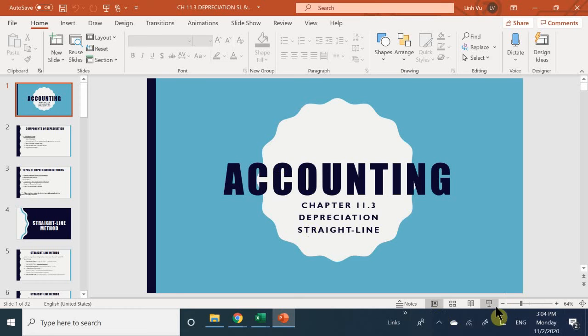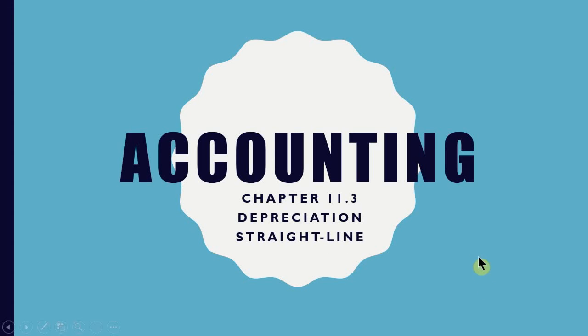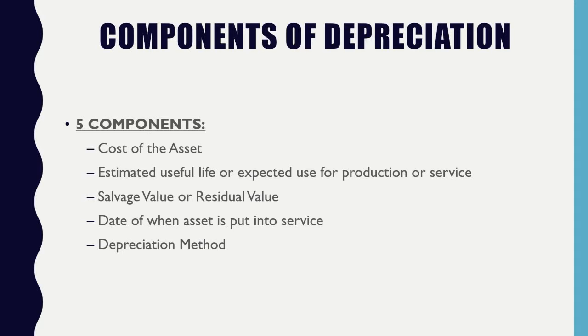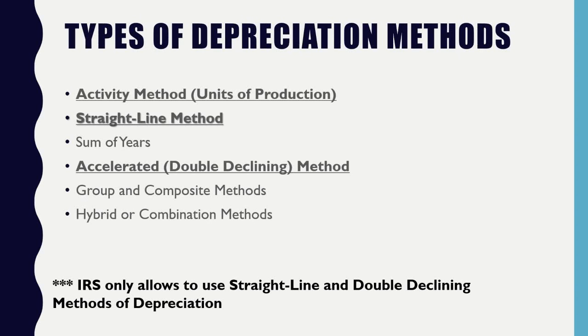So here we are. The last depreciation method we're going to be learning is called the straight line method. We're still going to use the same 5 components that are utilized in all 3 methods in order to do depreciation. However, we're now going to be focusing on the straight line method. And I will tell you this, straight line is the easiest one.